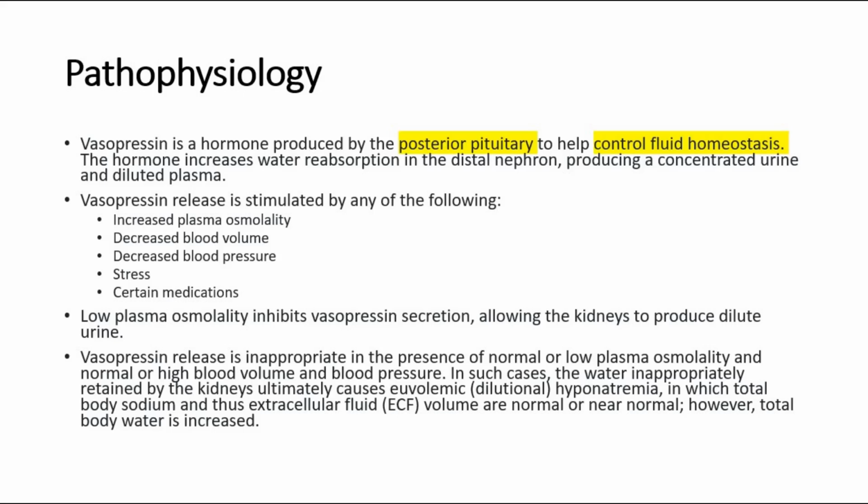Vasopressin release is inappropriate in the presence of normal or low plasma osmolality, and normal or high blood volume and blood pressure. In such cases, the water inappropriately retained by the kidneys ultimately causes euvolemic or dilutional hyponatremia, in which total body sodium and thus extracellular fluid volume are normal or near normal. However, total body water is increased.